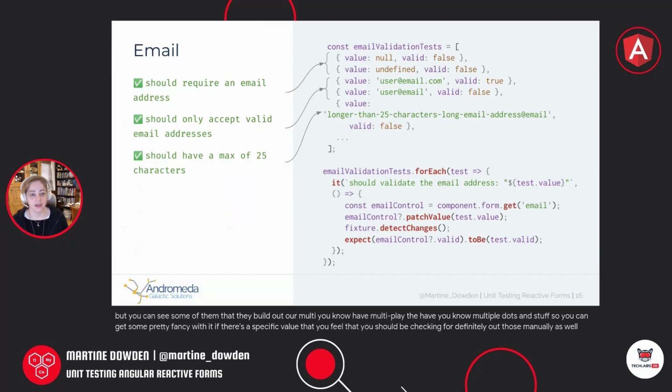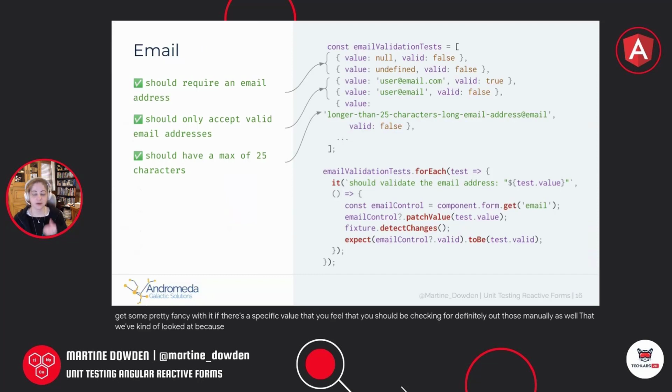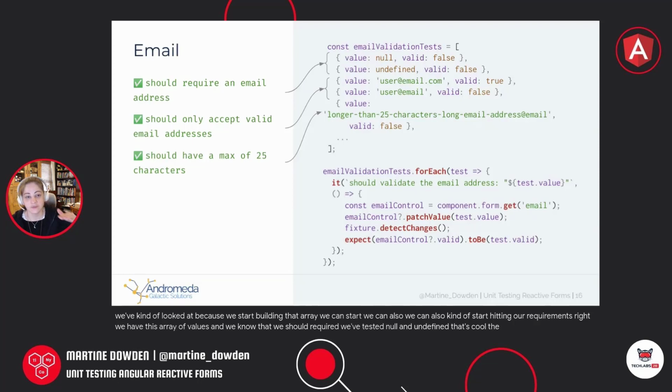So with that, because we start building that array, we can also start hitting our requirements, right? We have this array of values, and we know that we've tested null and undefined. That's cool. You've seen that you have the validity. We can start checking, and obviously for reasons of space on the slide, you would want to check different values.